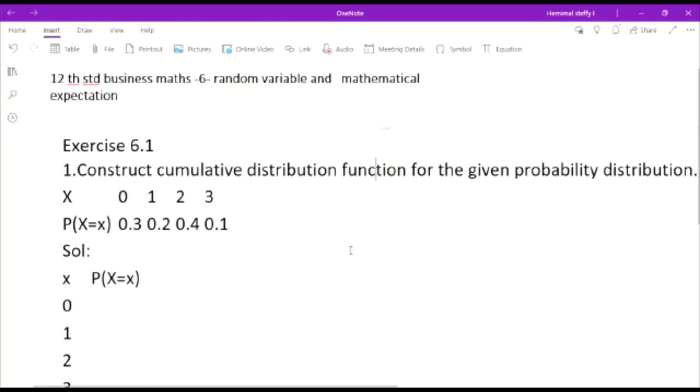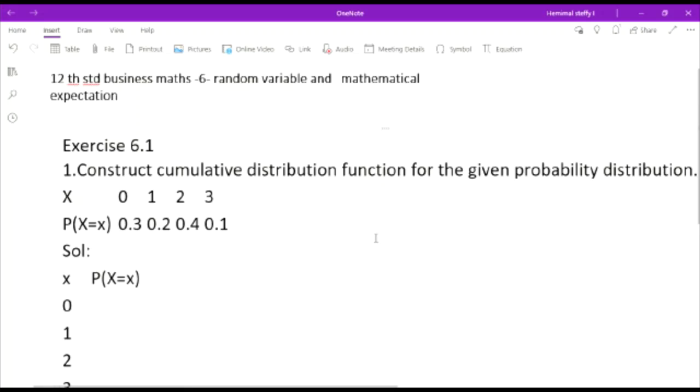I want to recall what we learned yesterday. What did we learn yesterday? Define random variable, what are the types of random variable, and what is the meaning of a cumulative distribution function. Is it clear, children? Now we are going to learn exercise 6.1.